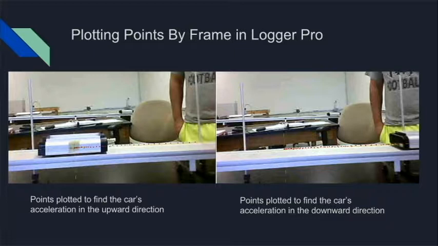As seen from the video on our last slide, we were able to plot points as the cart moved up and then down the incline. As the cart moves up the track, we plotted points to find the car's acceleration in the upward direction. As the cart moved back down the incline, we were able to plot the points to find the car's acceleration in the downward direction.